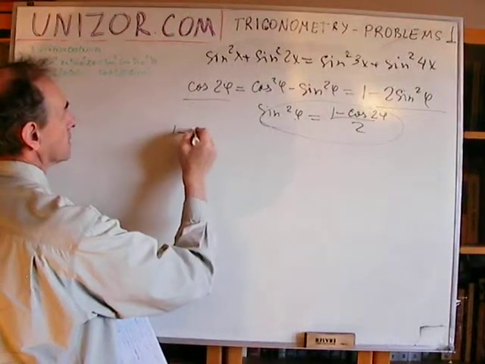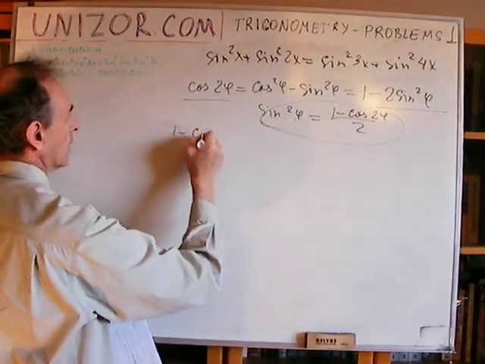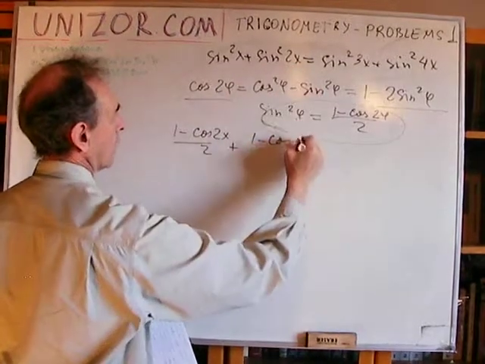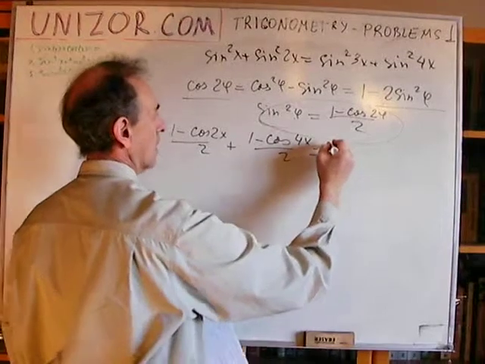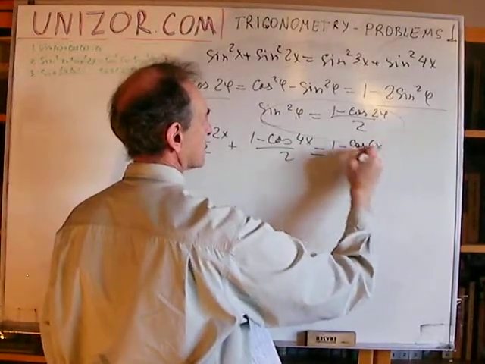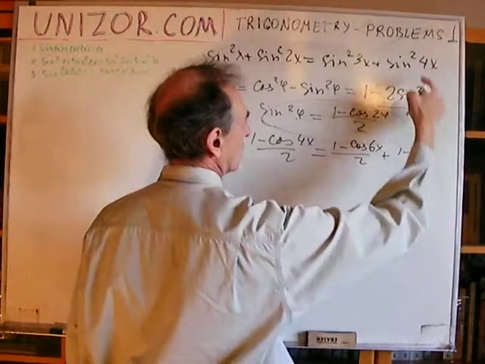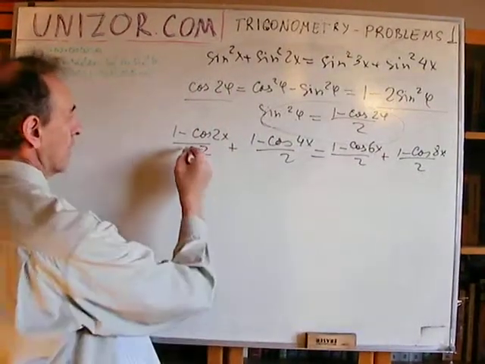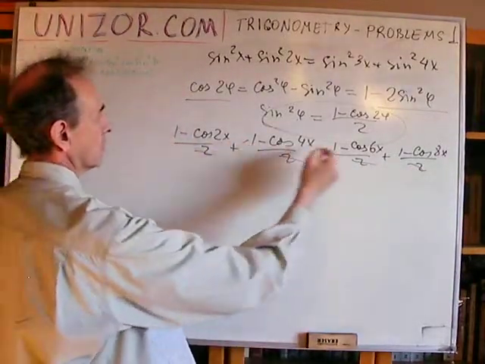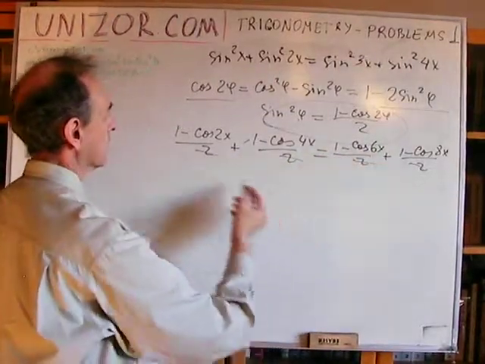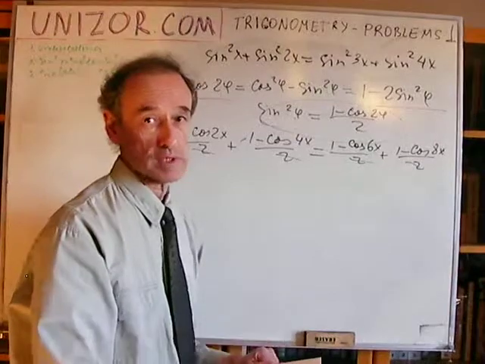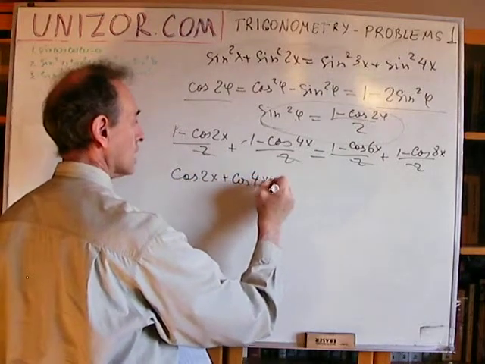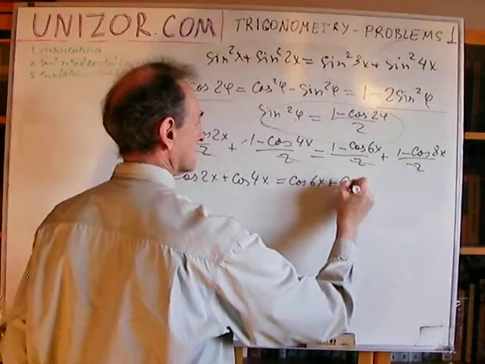So what I have is, if phi is x, 1 minus cosine 2x over 2 plus 1 minus cosine 4x over 2 equals 1 minus cosine 6x over 2 plus 1 minus cosine, double 4, which is 8x, over 2. That's the equation which I have. Now, obviously, I can multiply it by 2, and the denominators will be reduced. It's 2 on this side and 2 on this side. And then minus, minus, minus, minus, I will change to plus, plus, plus, plus. I'll just multiply by minus 1. And the final equation which I have, which seems to be easier than the original, is this one.